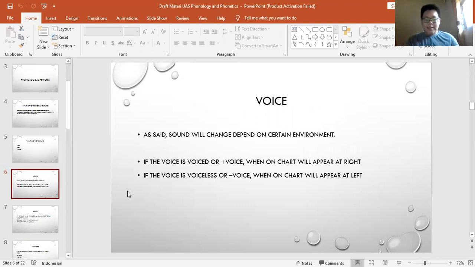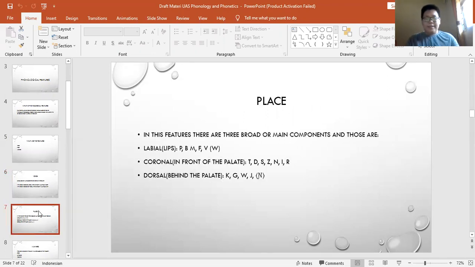First, voice. As said before, sounds will change depending on a certain environment. If the voice is voiced, it will appear on the right of the chart. If the voice is voiceless, it will appear on the left of the chart. Place has three broad or main components: labial, or lips, p, b, m; coronal, in front of the palate; and dorsal, behind the palate.